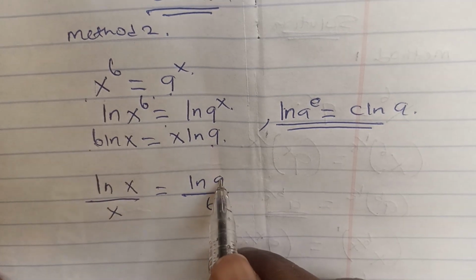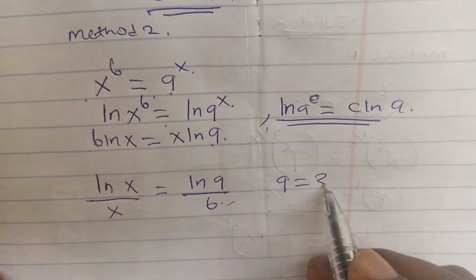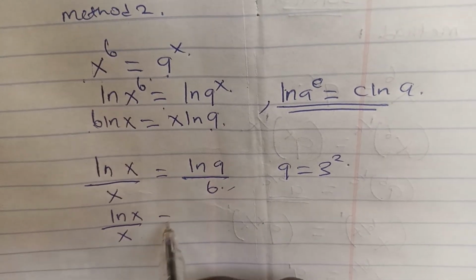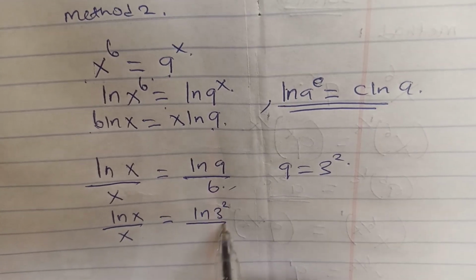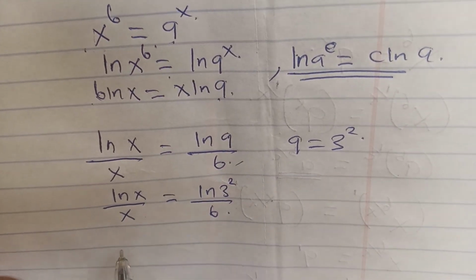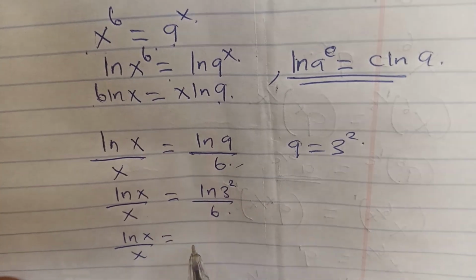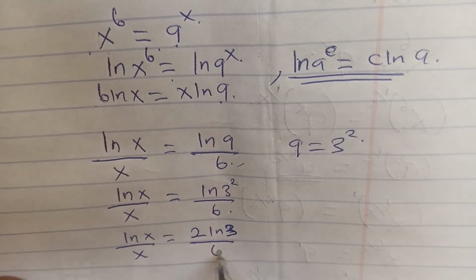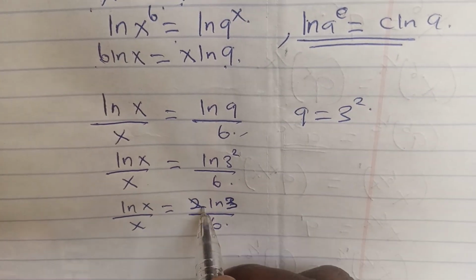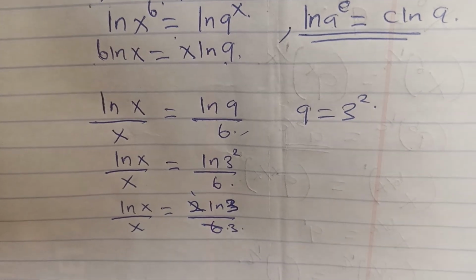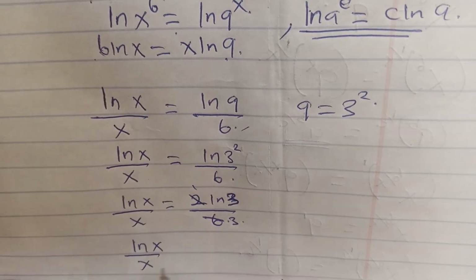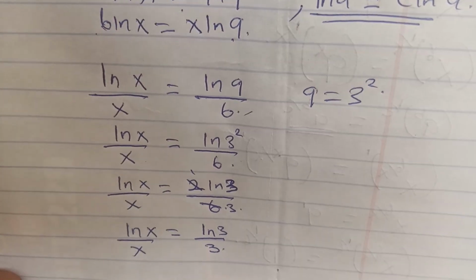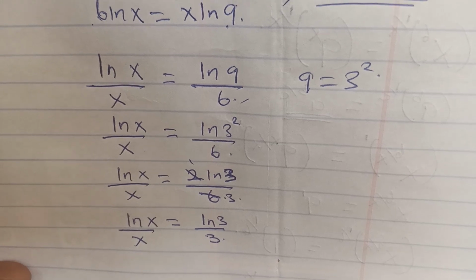Okay, we can rewrite 9 again. Recall we say 9 is equals to 3 to the power of 2. So we can say ln x over x is equals to ln of 3 to the power of 2 over 6. Okay, we can say ln x over x is equals to 2 ln 3 over 6. So having done this, we can say 2 here 1, 2 here 3. Okay, we can say ln x over x is equals to ln 3 over 3. Okay, now this is what we are now having.